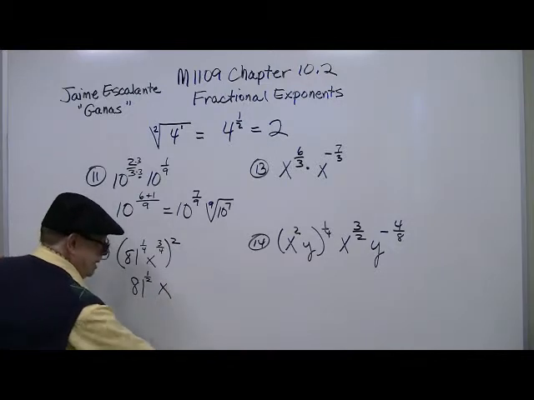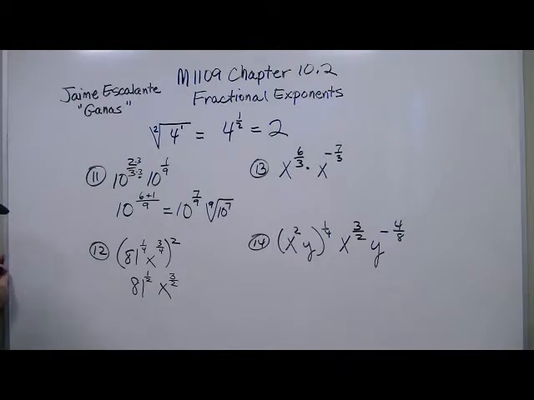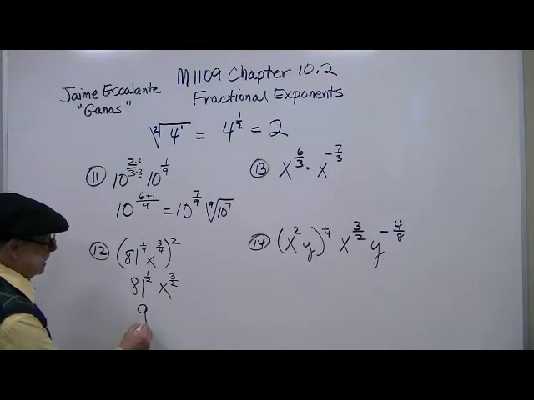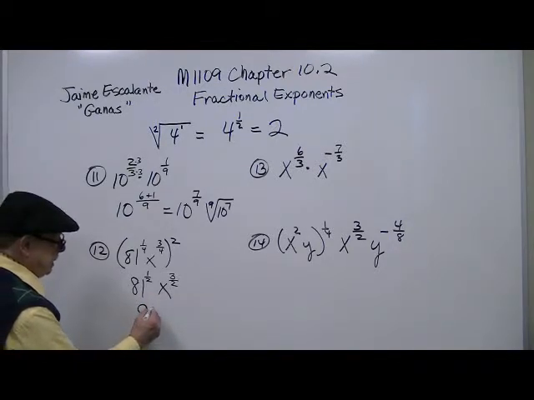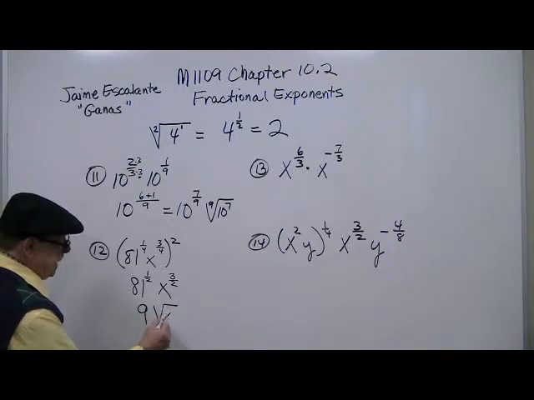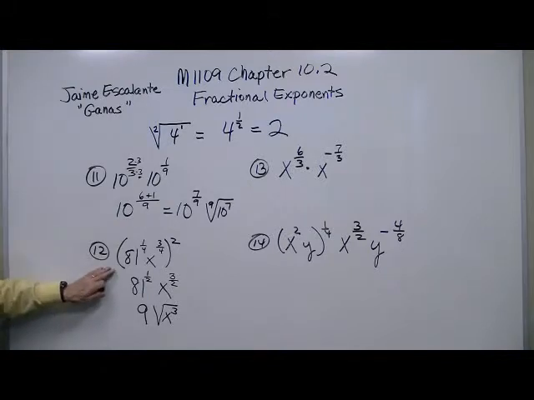Let's do it that way. And now we know the 1/2 power of 81 is the square root of 81, which is 9. And this is going to be the square root of x to the 3rd power. So that's what this becomes.